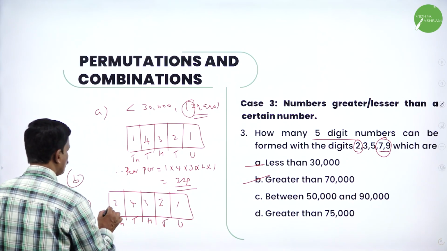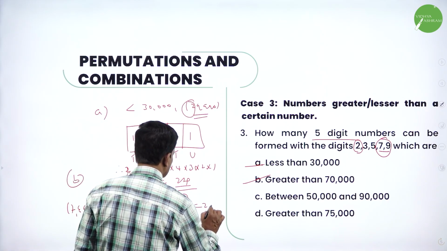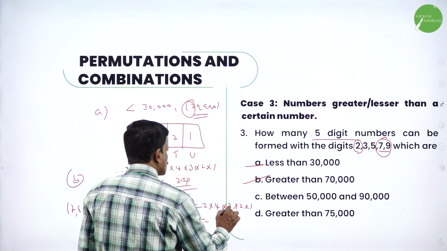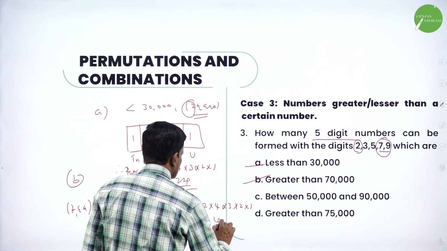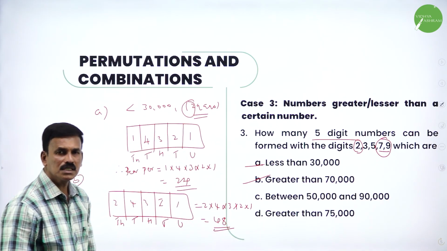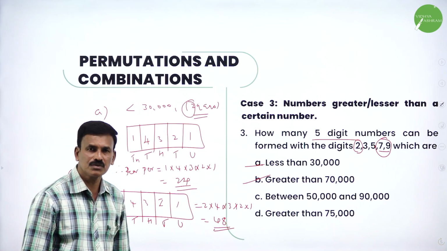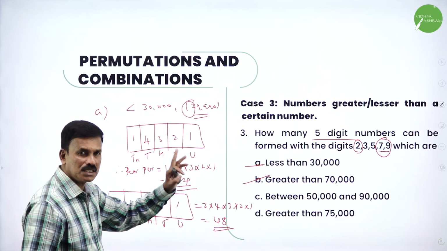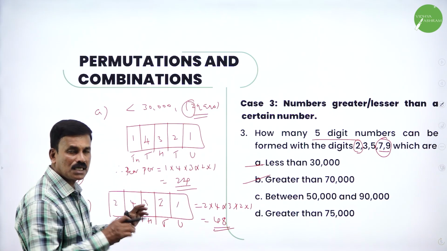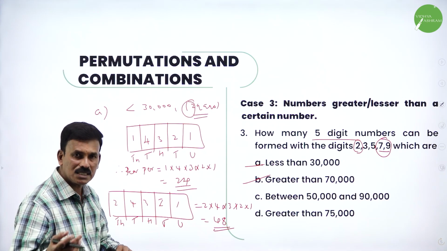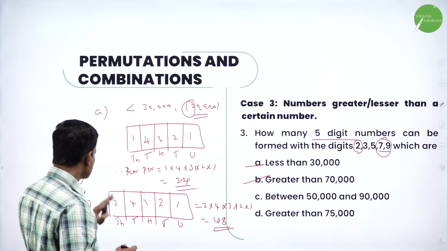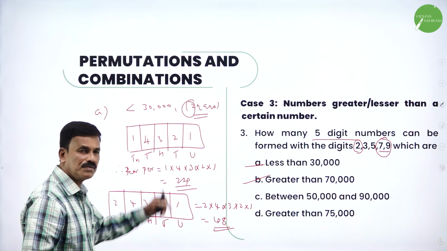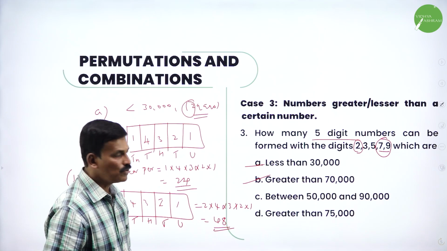That's all. So what is the required permutation? The required permutation is 2 into 4 into 3 into 2 into 1. That is 3 2s are 6, 6 4s are 24, 24 into 2 is 48. So the required permutation is 48. That's it. Hope you followed. Here the 10,000 place can be filled by only 1 digit, that is 2, in the previous case. Here the 10,000 place can be filled by 2 digits because it is greater than 70,000, up to 90,000, that is 7 and 9. So the required permutation here is 48. In the previous case it is 24. That's it.